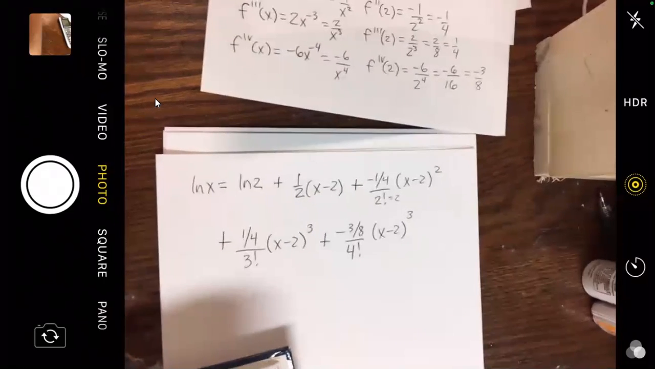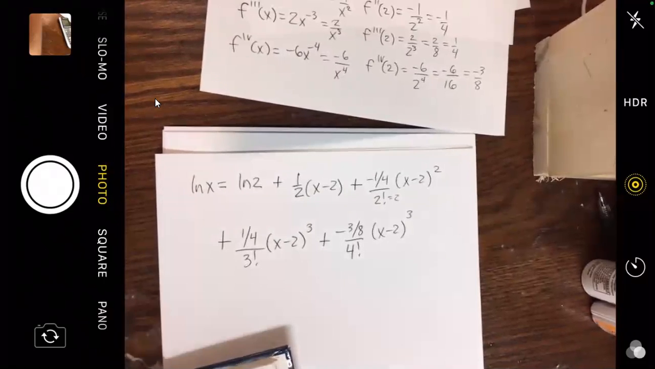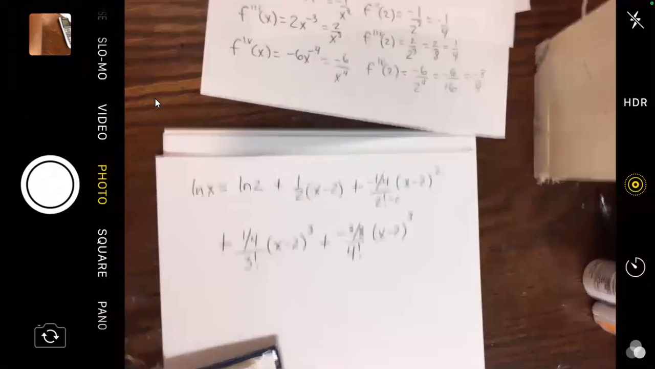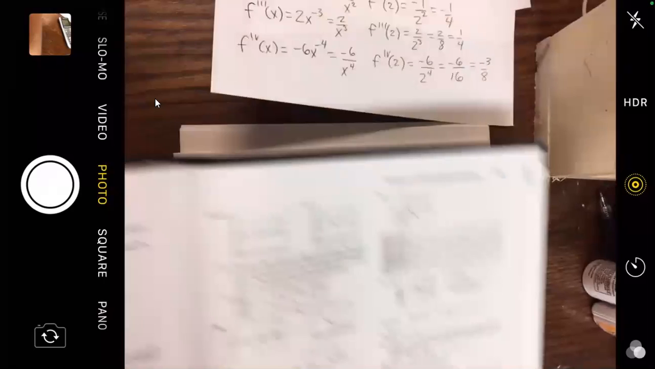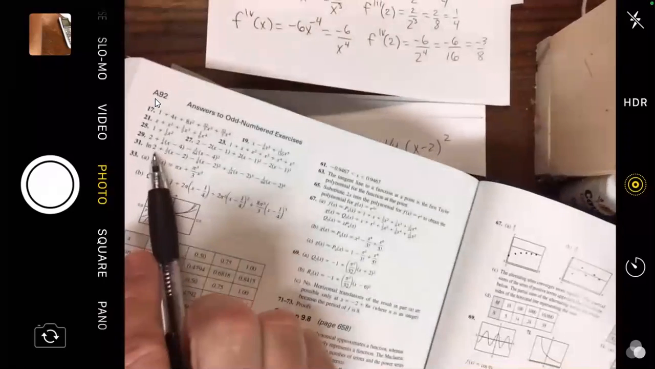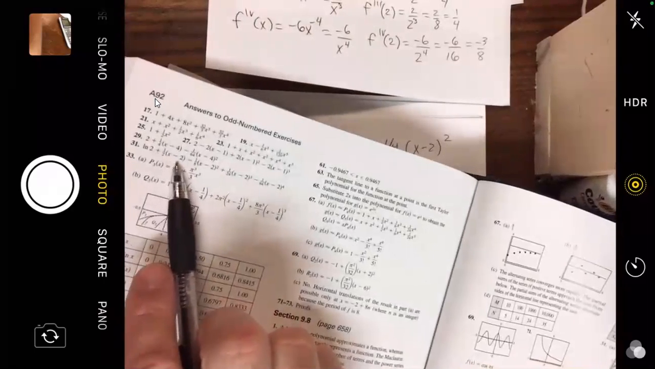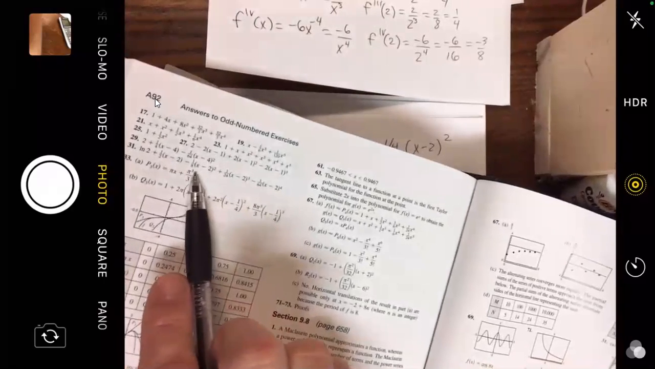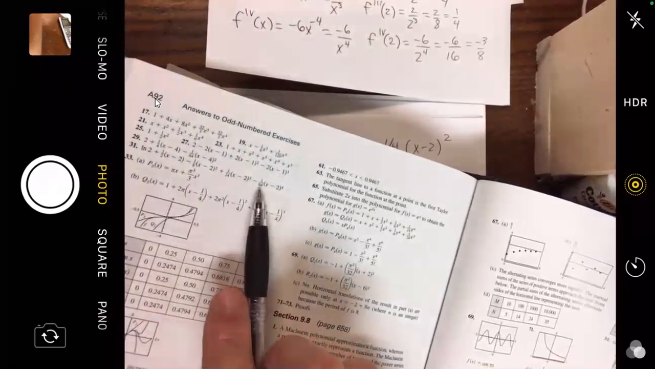Let's see. This was 20. This is 31, 9, 7, 31. Okay, let's see. Yeah, they worked out the coefficient, at least in the book here. All right, here's 9, 7. Flip it over to 31 and okay, you can see the log 2 matches. I got the 1/2, the x minus 2. And then, yeah, the next one's 1/8, next one's 1 over 24, next one's 1 over 64.